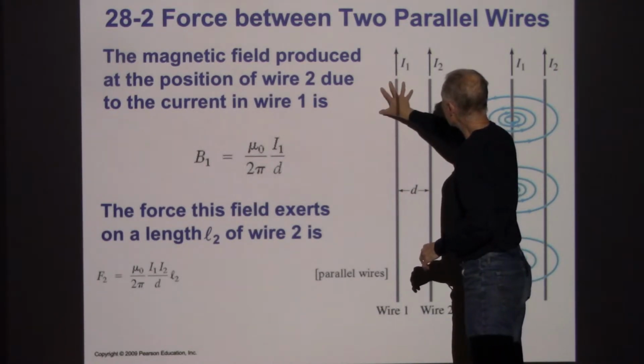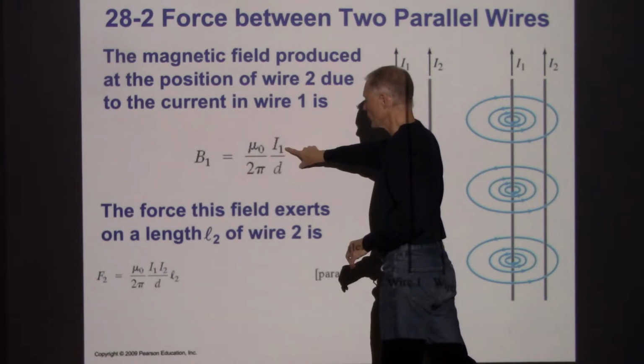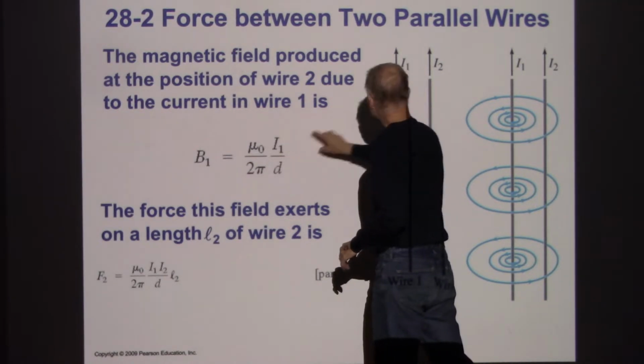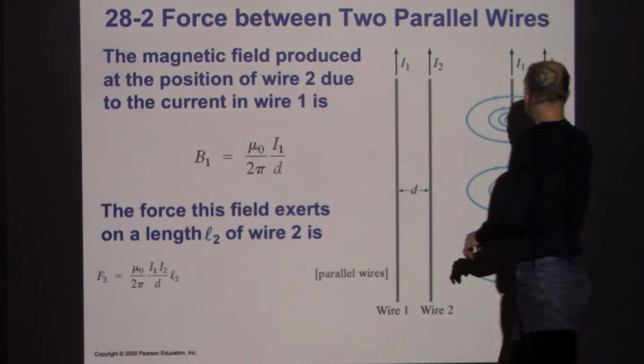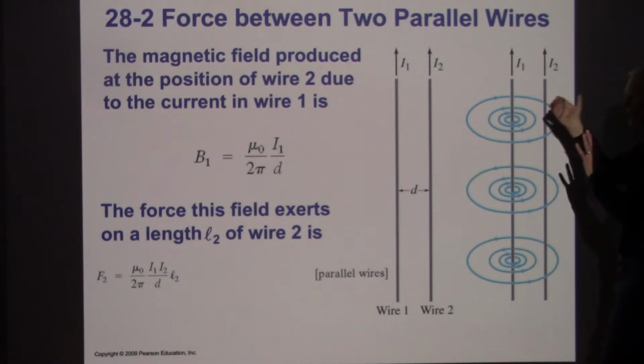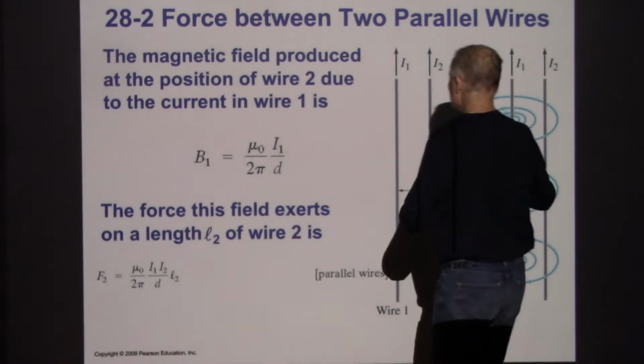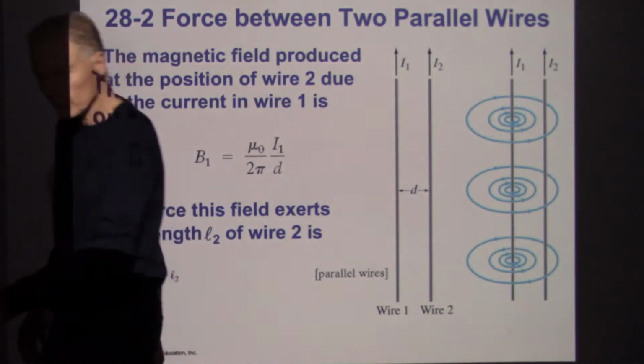Let's just think about current 1 and the magnetic field that it's producing. So current 1 produces a magnetic field, and here it is. Those blue lines are showing the right-handed loops of magnetic field that are being generated by current 1. Now that we've determined that, I think we have a picture that looks just like this.